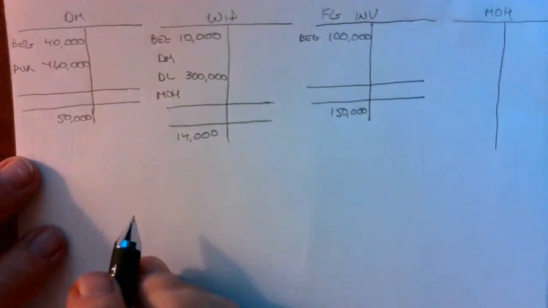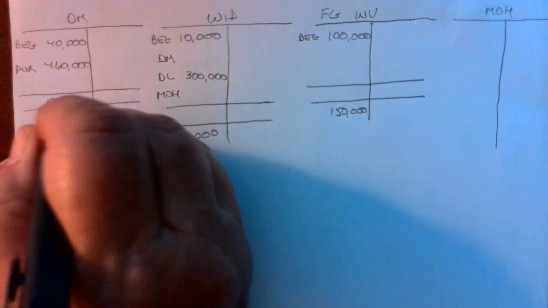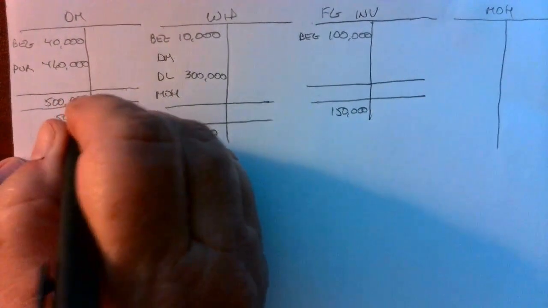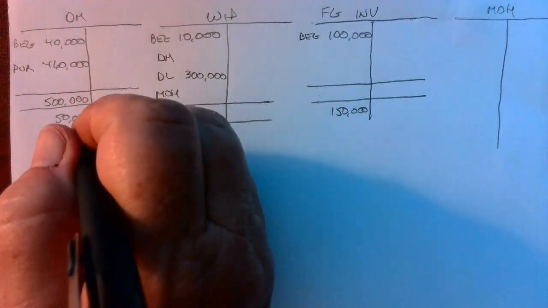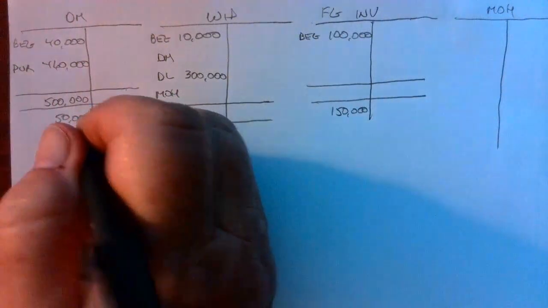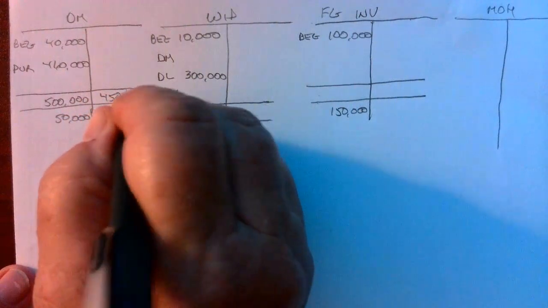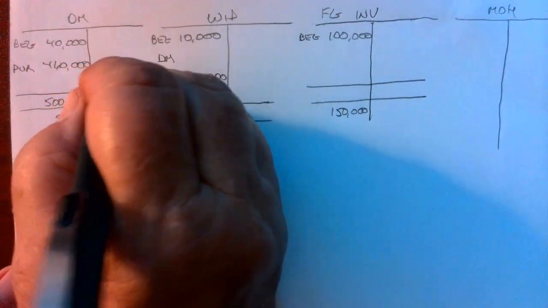So now we know that we've got a subtotal here. I've got a total of 500,000 sort of available. You know what I mean? And if this is going to be 50,000 at the end, our ending balance is 50,000. That means that we took, this has to be 450. So we've got 450 coming out.